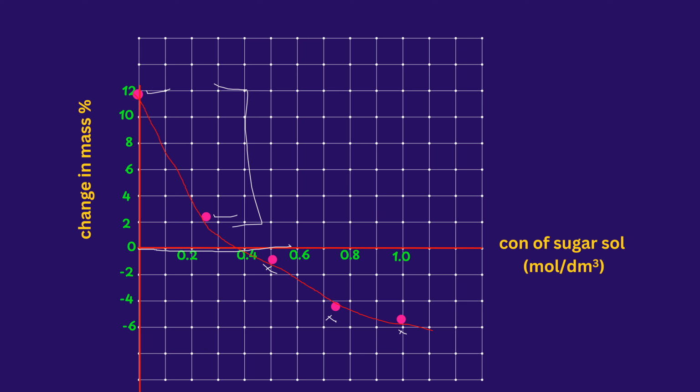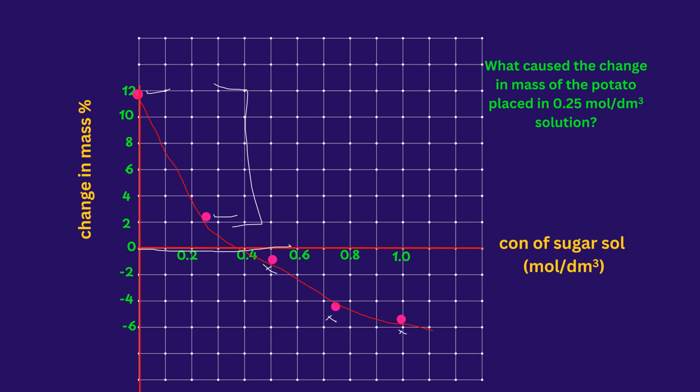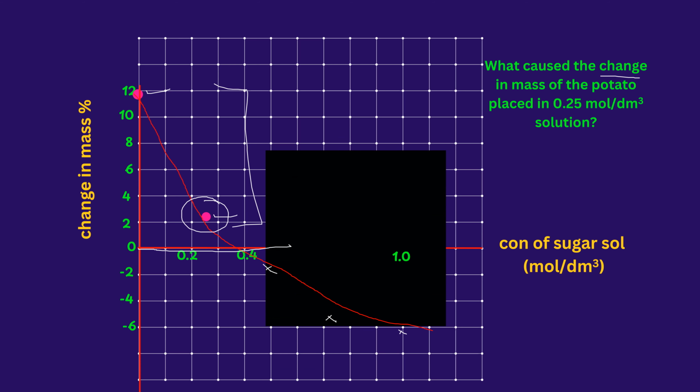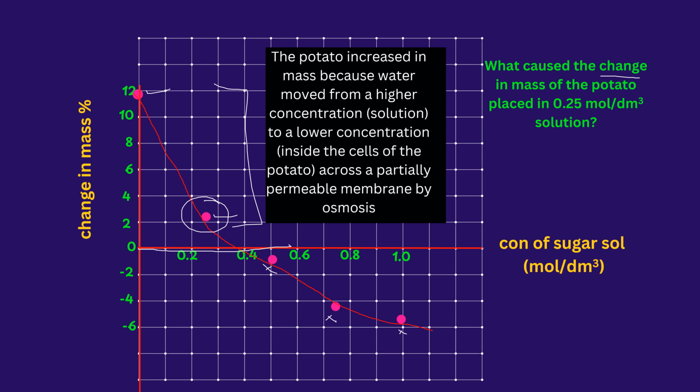Here is a common exam question. What caused the change in mass of the potato placed in the 0.25 moles per dm cubed solution? They're talking about this one right here. Why did it change in mass? They didn't tell you what type of change it is. They didn't say that it increased or decreased in mass. And so in your answer, students, you must mention that.